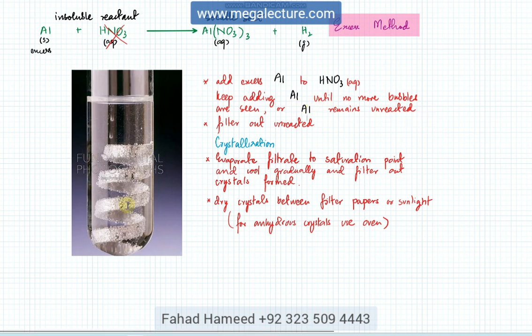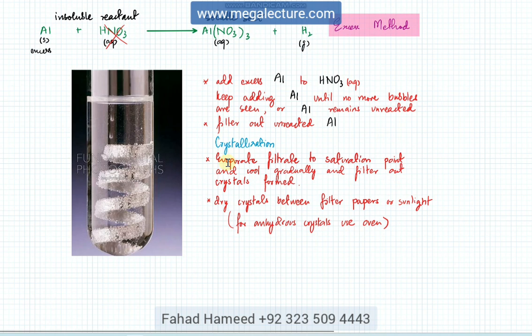So you still have aluminium left and the reaction has stopped. That means the nitric acid is completely used up. So your solution no longer contains nitric acid. It has all been converted into aluminum nitrate. So the excess aluminium, filter out the unreacted Al. You take it out. Now your solution is only aluminum nitrate, the soluble salt.